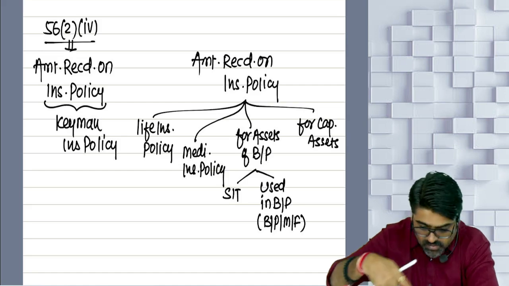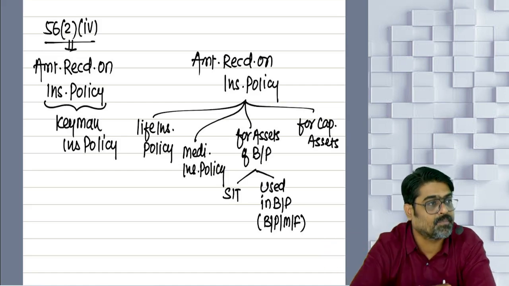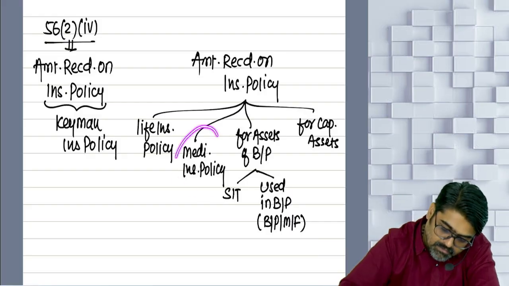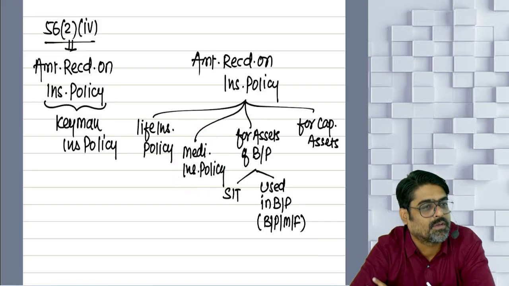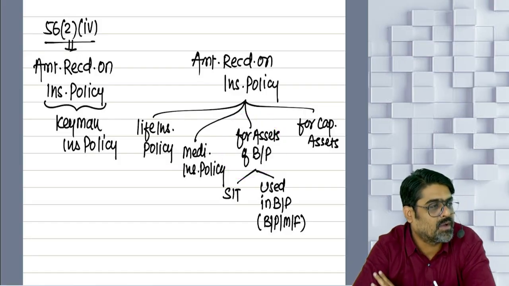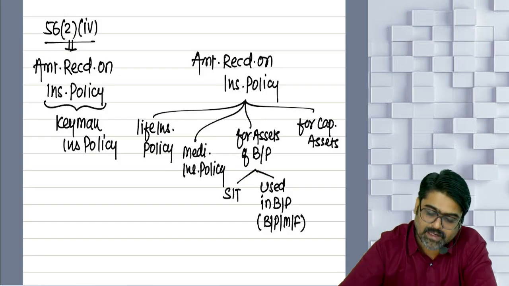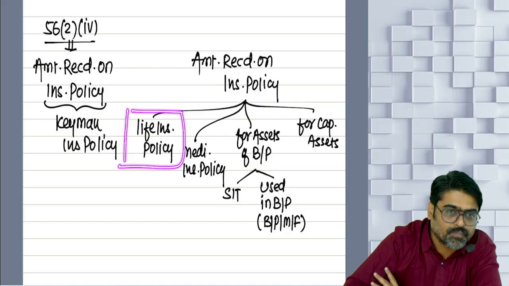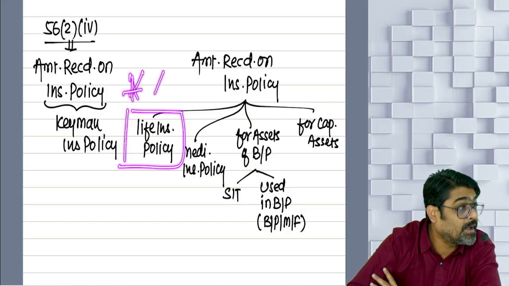So one by one we are going to discuss these points. Yes or no? First discussion will be about medical insurance policy. Then it will be about policies taken for business assets. Yes or no? Then it will be about, and the last discussion will be about something very, very important.